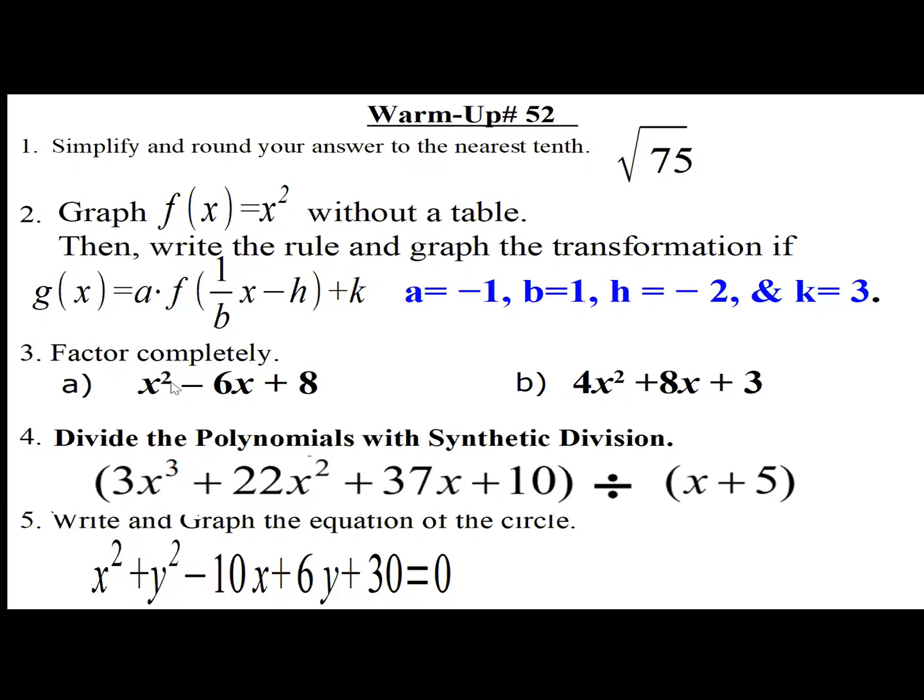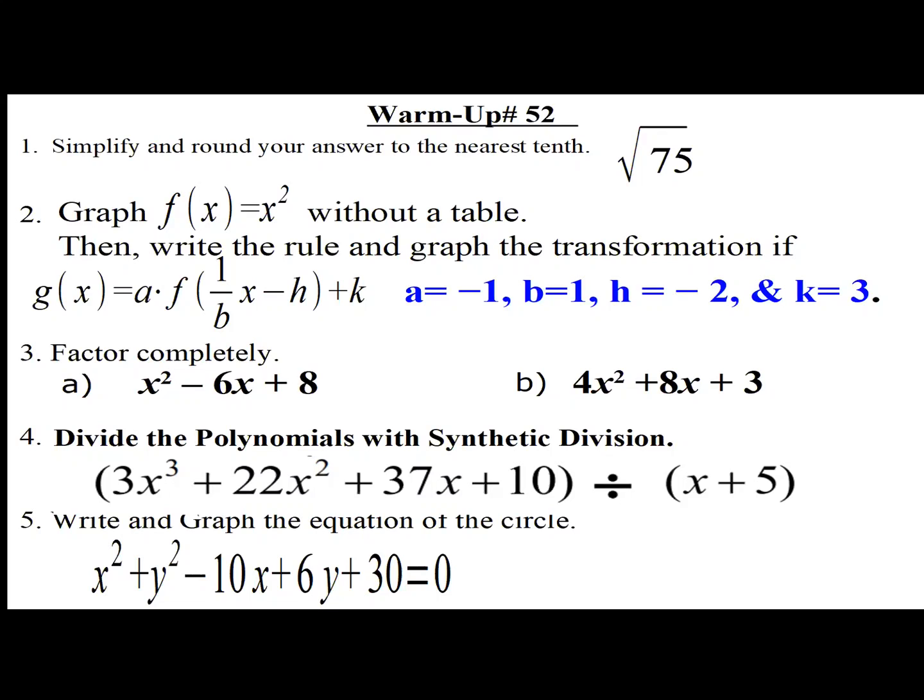Number 3, factor completely. Part A reads x squared minus 6x plus 8. And part B is 4x squared plus 8x plus 3. Number 4, divide the polynomial by synthetic division. They give us the first polynomial in parentheses, 3x cubed plus 22x squared plus 37x plus 10, divided by parentheses x plus 5.